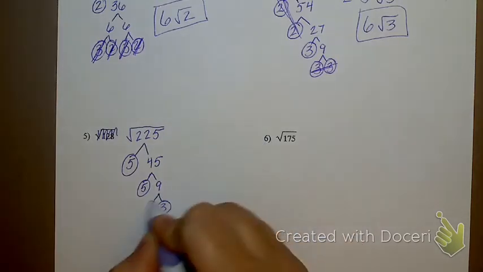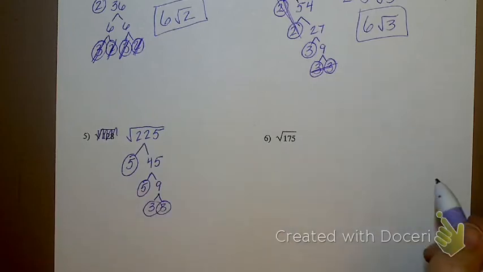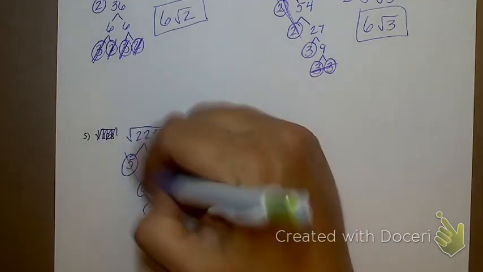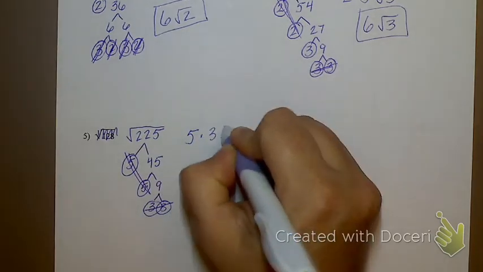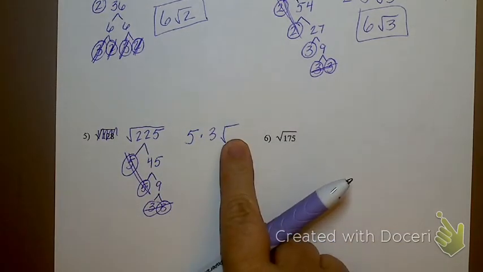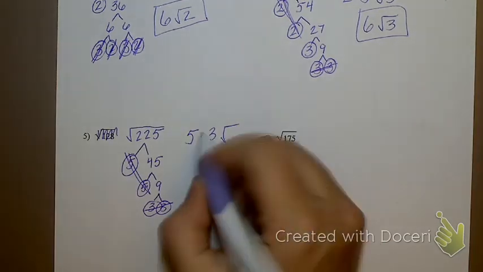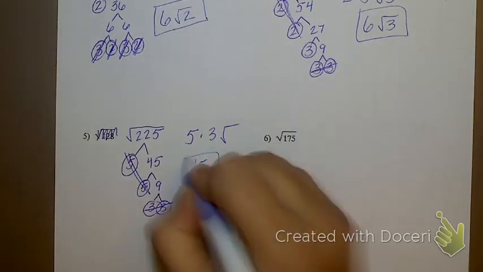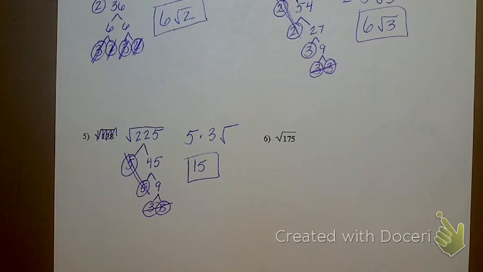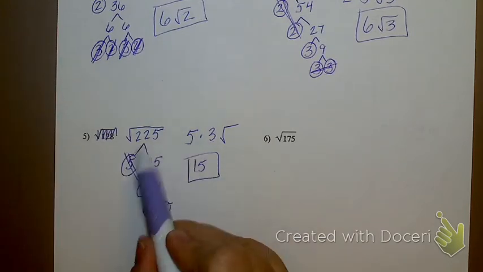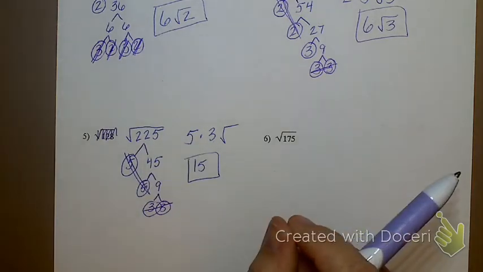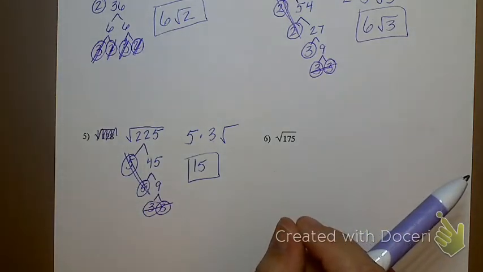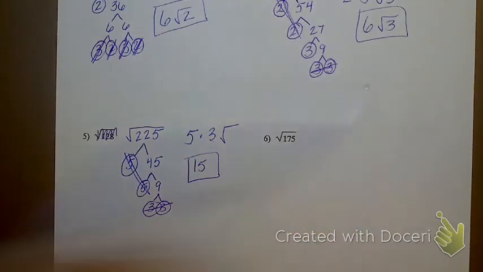Now, I wanted to show you this one because what do you notice about my numbers here? There's no loners. Yay. So there is nobody left in the rad house. So what does that mean? 5 times 3 is 15, and there is no radical with it. What that means is 15 squared is 225. 225 you can take the square root of. I love that. All right, you try the last one and then we'll turn the page.